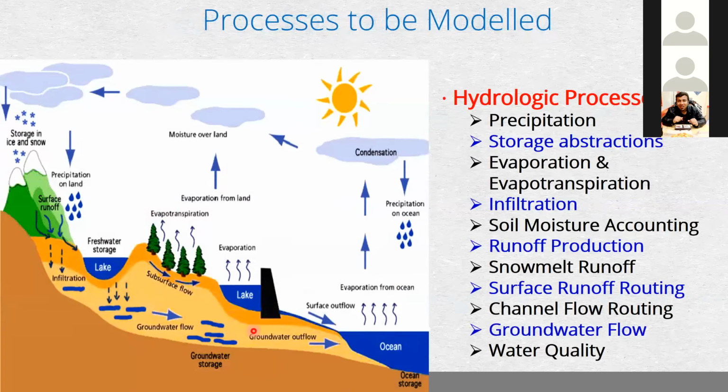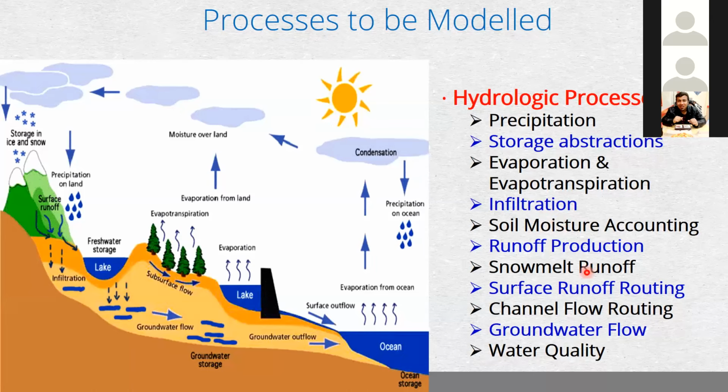When we talk about hydrological modeling, it is not only about runoff or rainfall. It is about all the parameters present in the form of water, either through precipitation, or storage abstraction, that is, how much water is actually going to the groundwater or infiltrating, then the amount of evaporation and evapotranspiration, which is very useful in evaluating crop water demand. Then we have soil moisture accounting, and then we can do runoff production.